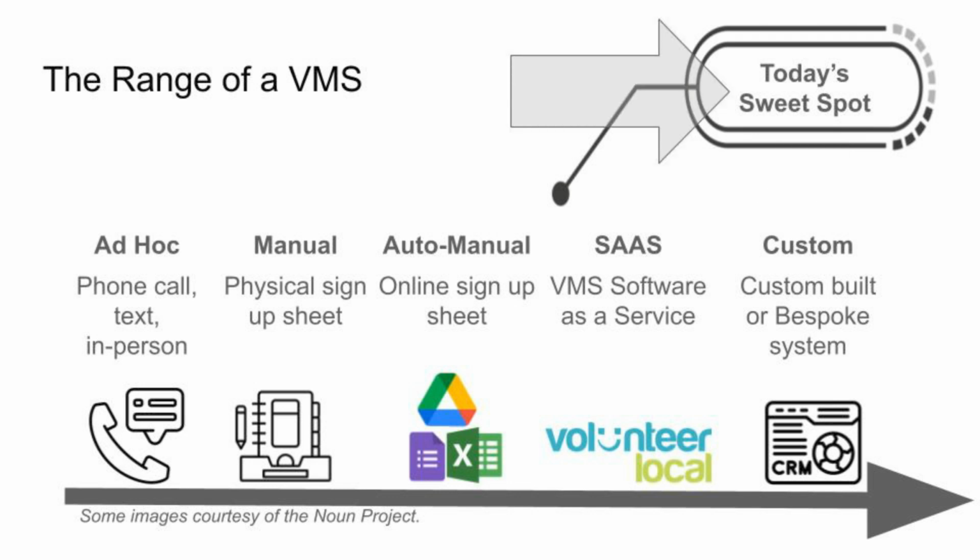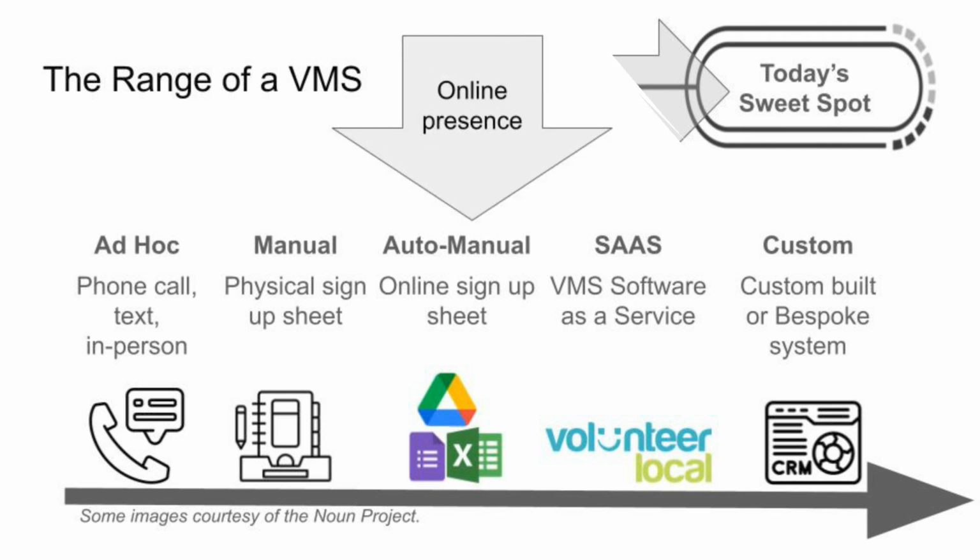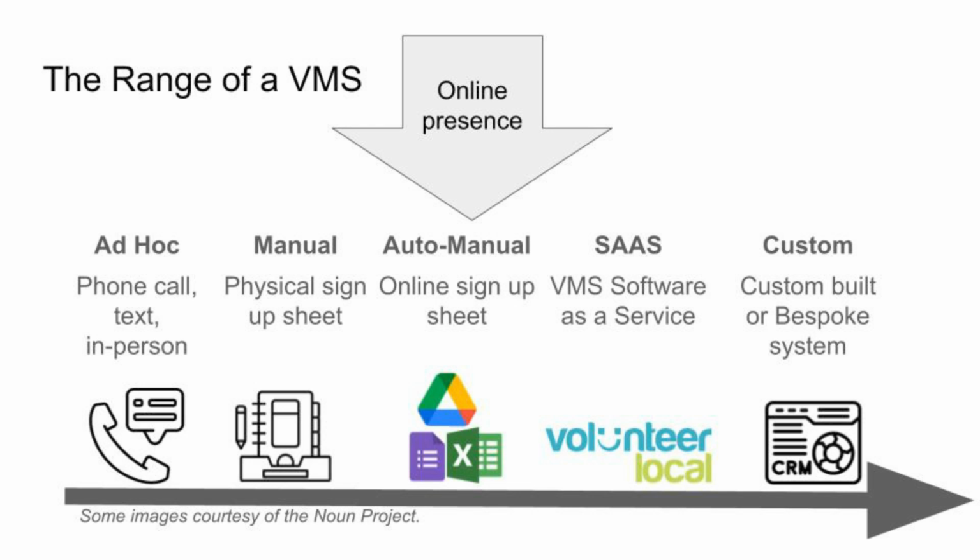Most nonprofits fall into the sweet spot between building its own online system and buying the services from a vendor such as Volunteer Local. Auto Manual Solution involves a nonprofit creating its own online forms to capture volunteer applications and things like shift preference. An online presence is the key difference between this solution and a fully manual one.